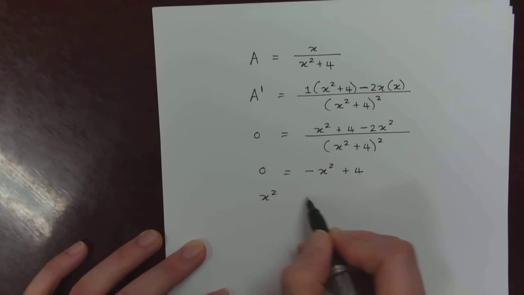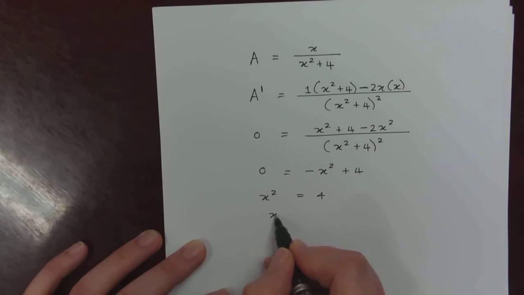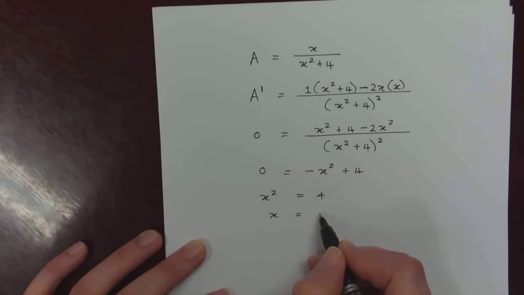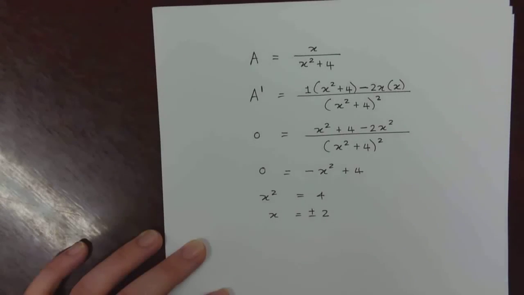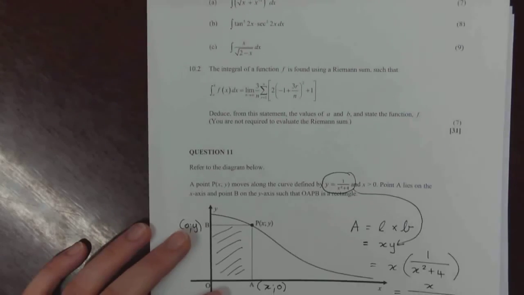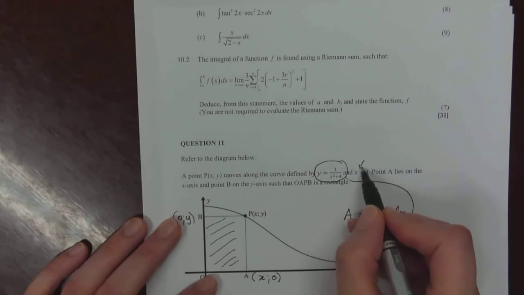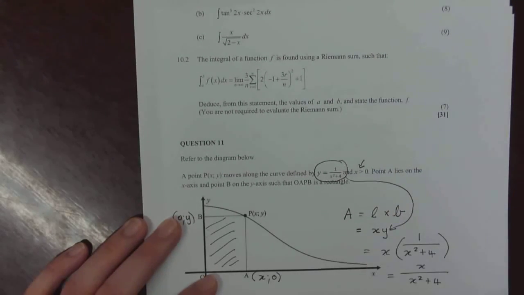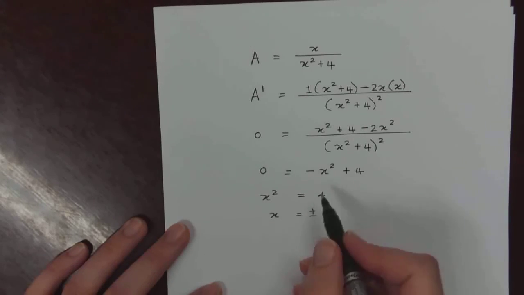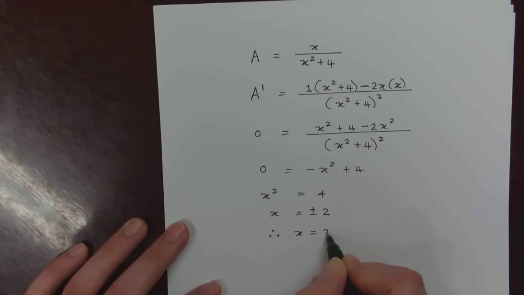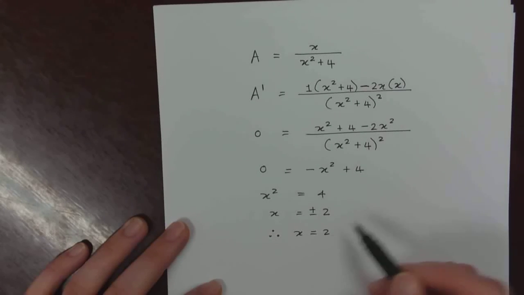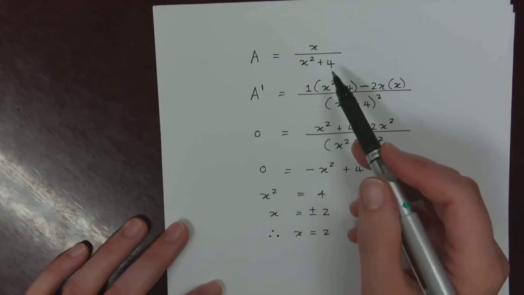So x squared is equal to 4, which means x is equal to, now remember, plus or minus 2. But if you recall from the diagram, they specifically said x must be greater than 0. So because x must be greater than 0, I'm not going to use the negative result. Therefore, x is equal to 2. So if x is equal to 2, the area of that rectangle will be at a maximum.